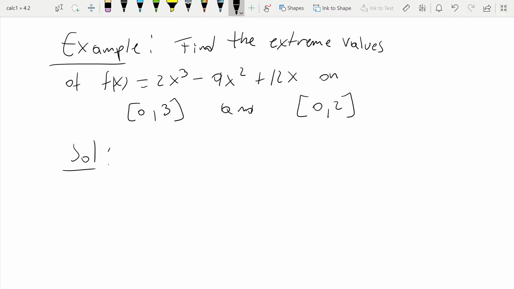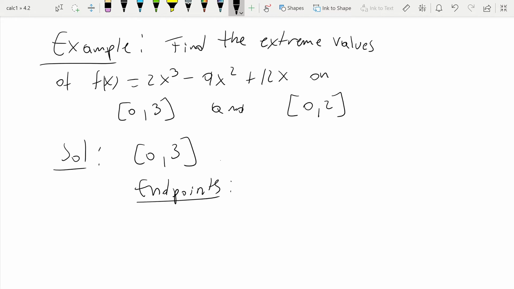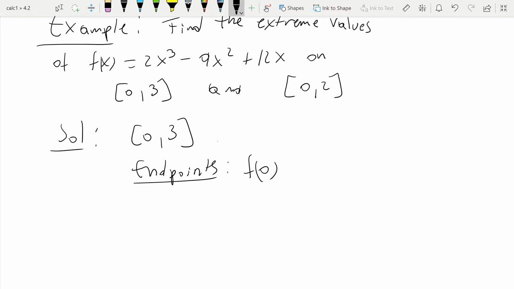So, solution. First look at the case when we are finding extreme values in [0, 3]. So endpoints first. Remember, endpoints. f at 0 is 0. So 2 times 0 cubed minus 9 times 0 squared plus 12 times 0 is 0.